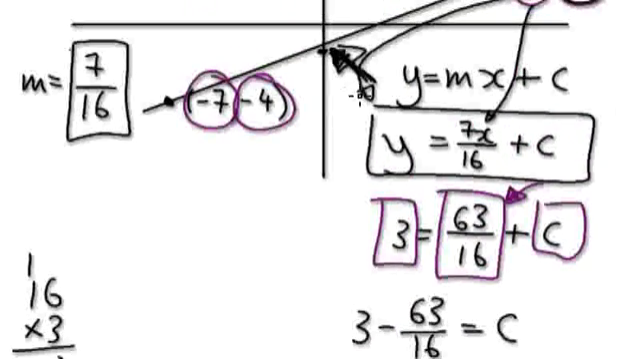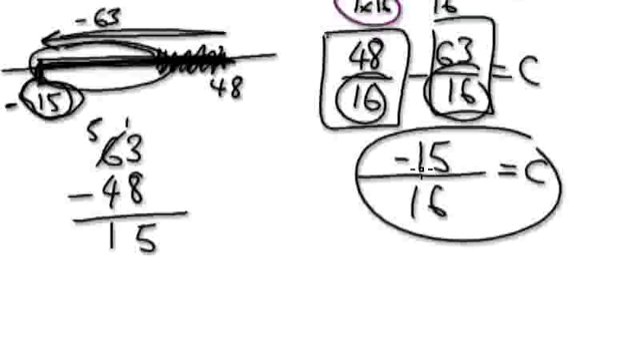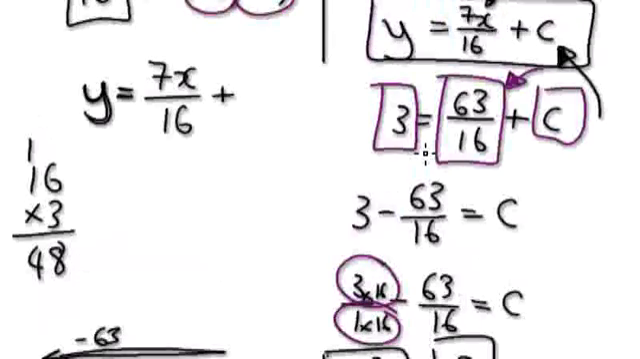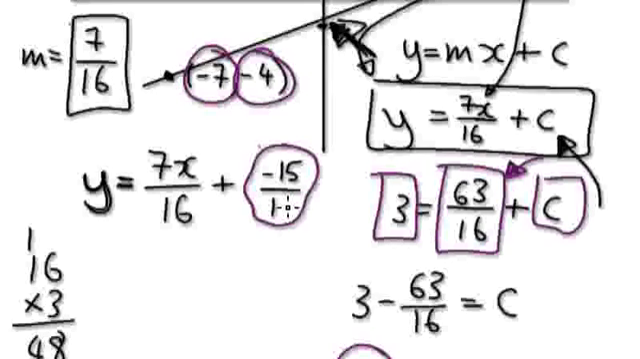Okay, so our C, we can now put that C into the equation. The overall equation is given by this: y equals 7x over 16 plus the C. Well, the C is given by minus 15 over 16. Okay, so now tidy this up.